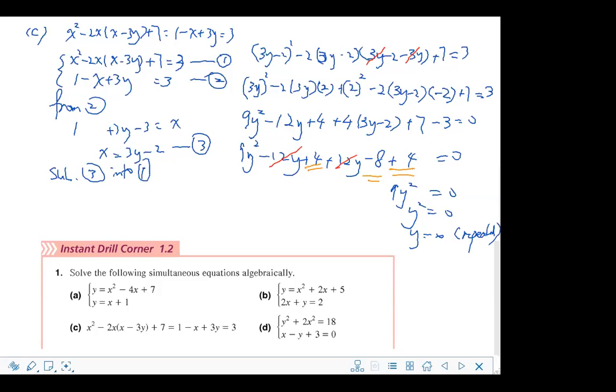When y is equal to 0, we need to calculate the x. So x is calculated by 3 times y minus 2. That is negative 2. So there is only one answer. The answer is x equals negative 2 and y equals 0. Okay, so that is the only answer for part C. Is that all right?